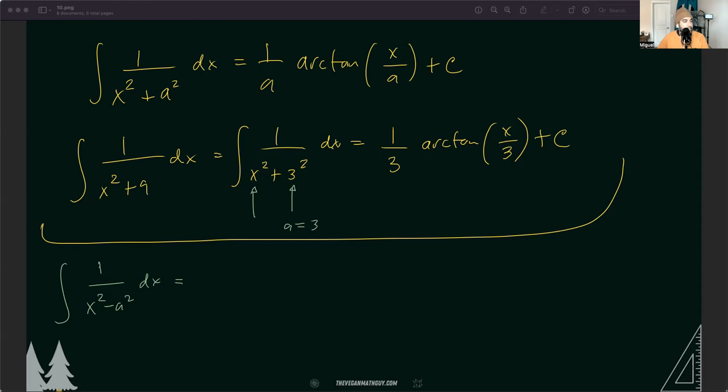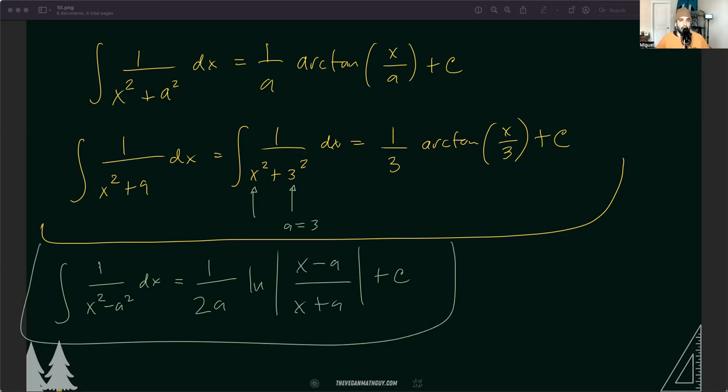What this is going to become is this: 1/2. Well, actually, it's an a value. So 1 over 2a natural log of x minus a over x plus a. There's a whole work around this, but for today, I just kind of want to talk about those basic integrals.